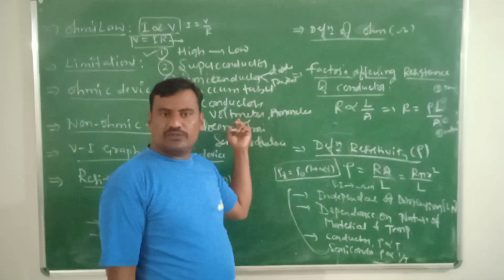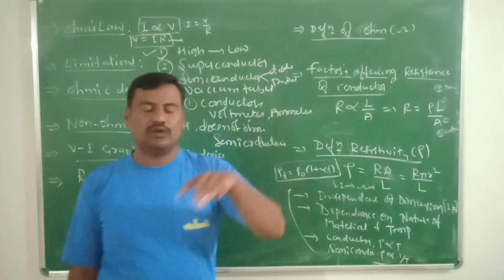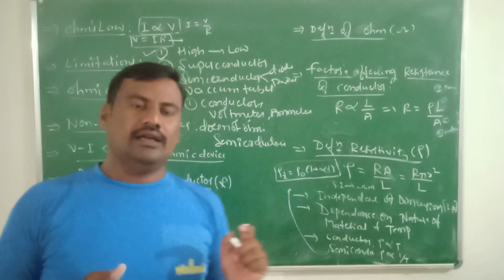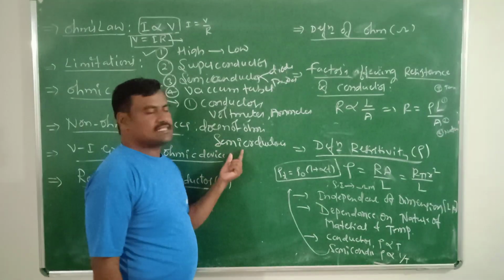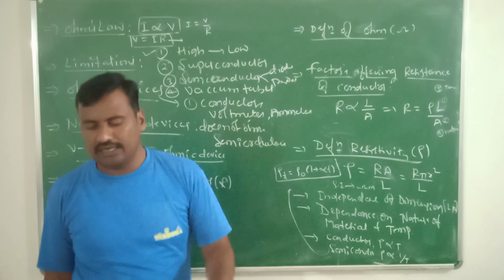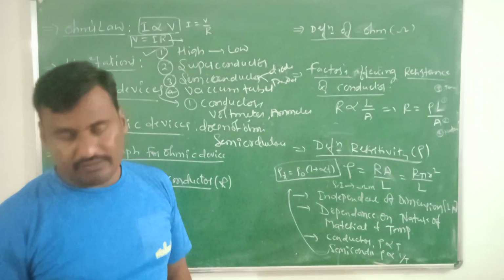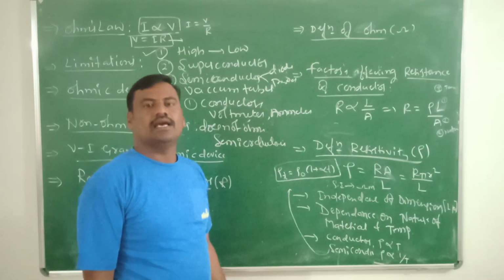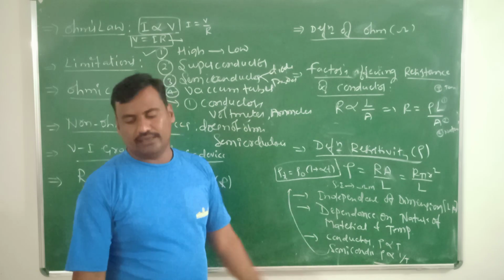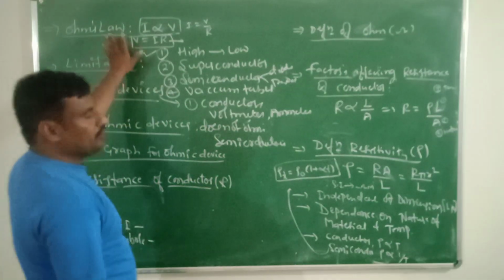Voltmeter is a device used to measure voltage. Ammeter is a device used to measure current. A very small amount of current can be detected by using an ammeter. Examples for non-ohmic devices are semiconductors, such as diodes and triodes. Transistors also come under this. Now this is about Ohm's law.